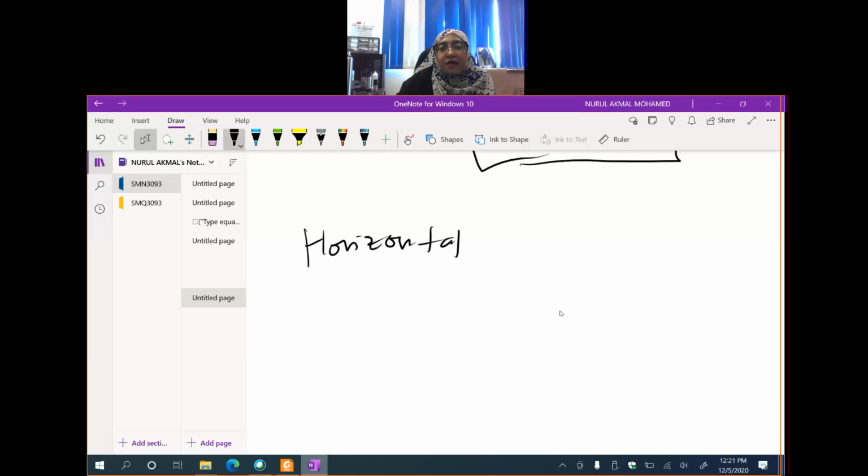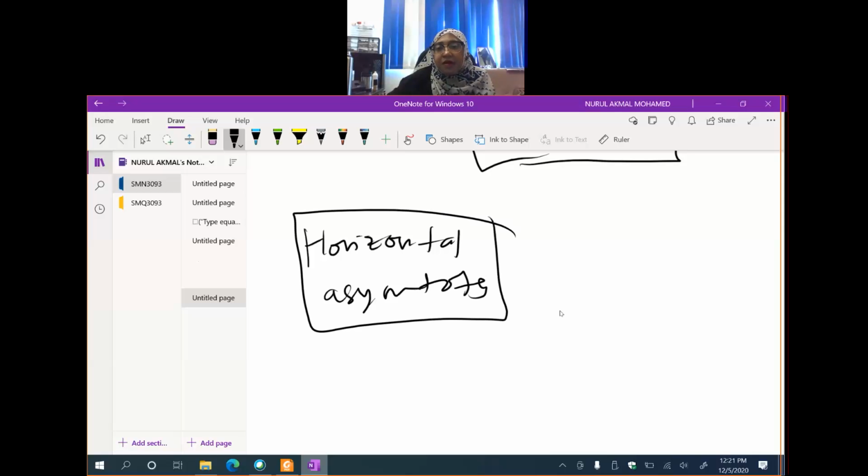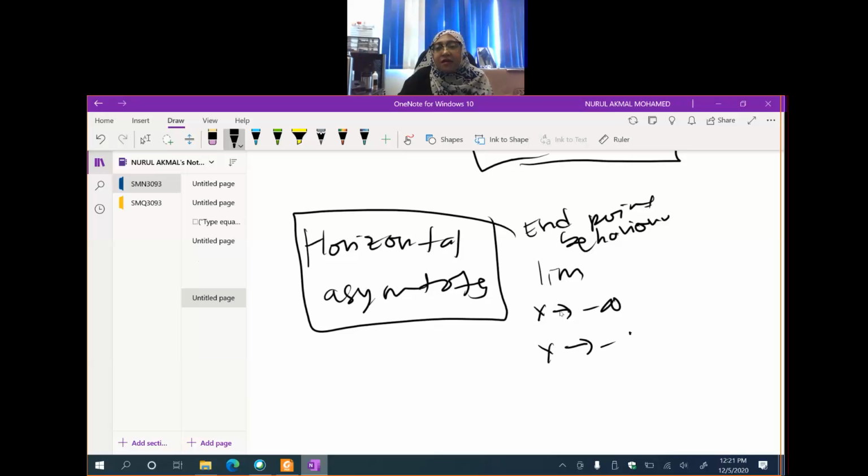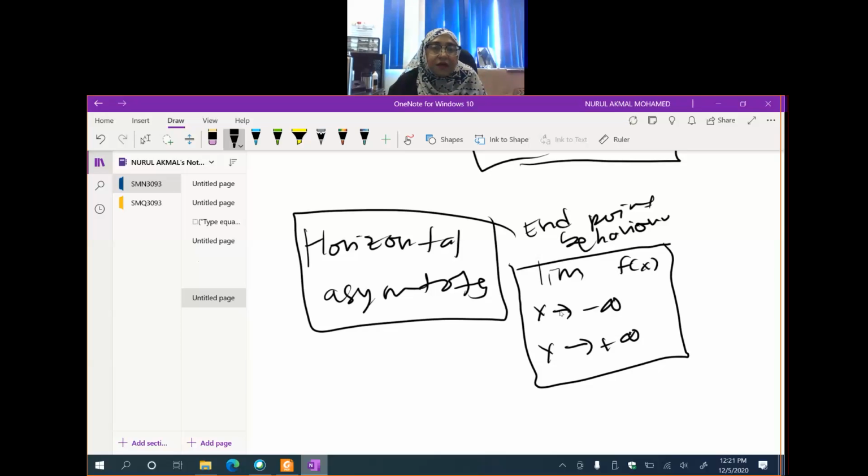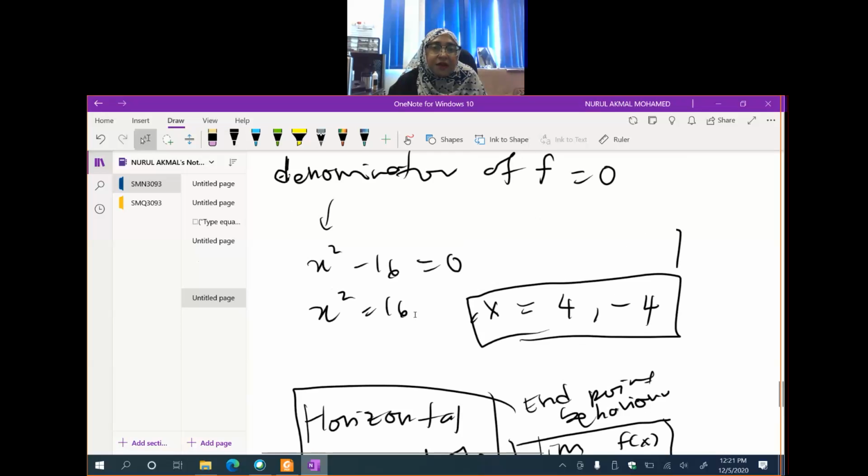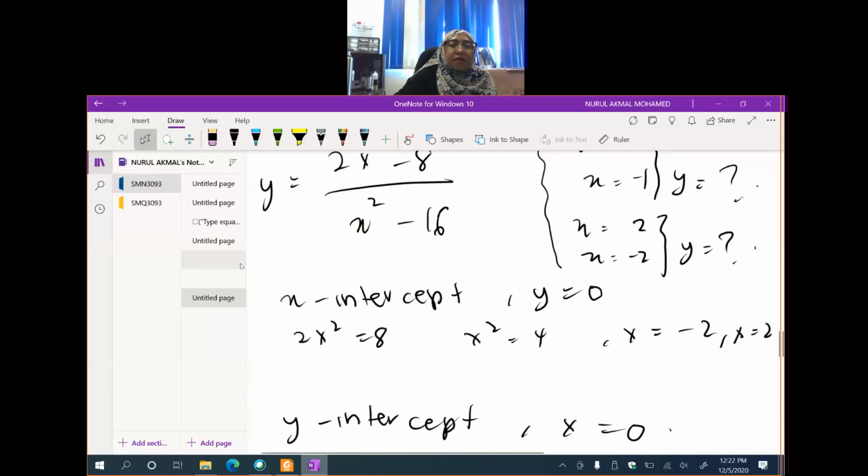Horizontal asymptotes normally deal with the limit. Limits are the endpoint behavior. We consider the limit as x tends to negative infinity or x tends to positive infinity. So these are the things that we have to look at. Let's check the function's endpoint behavior.